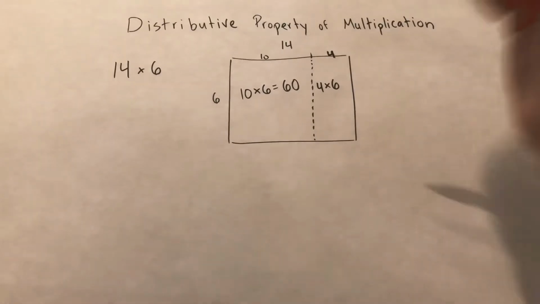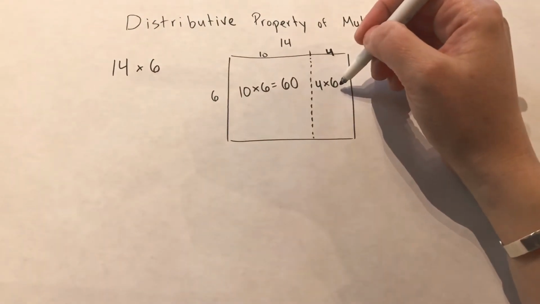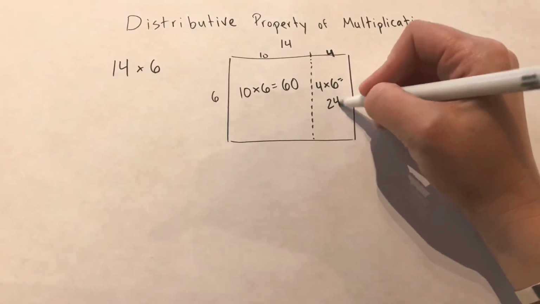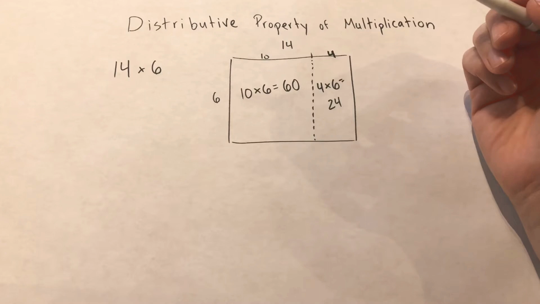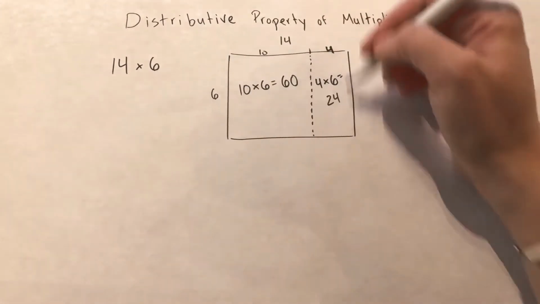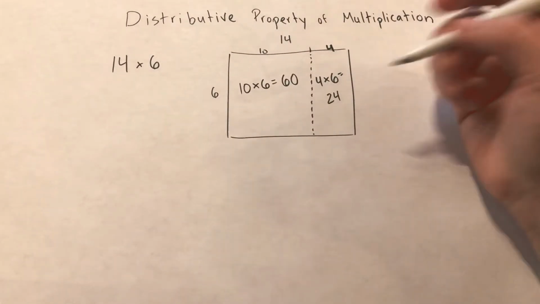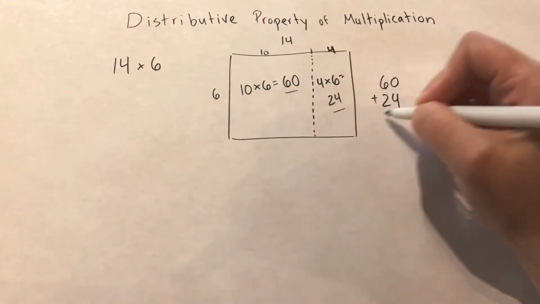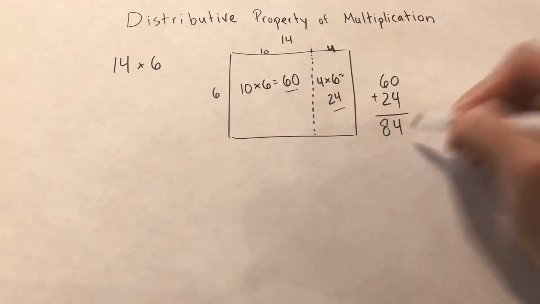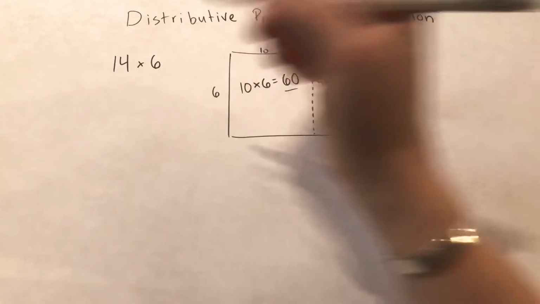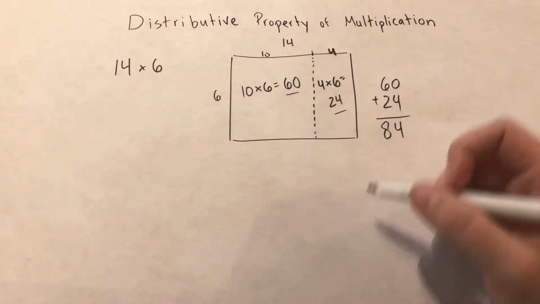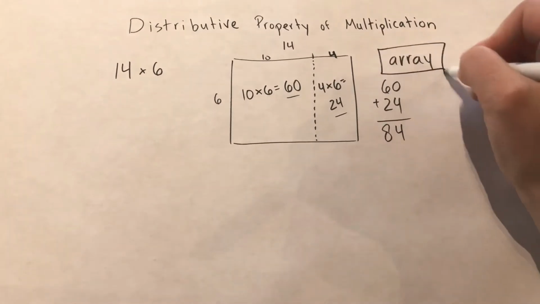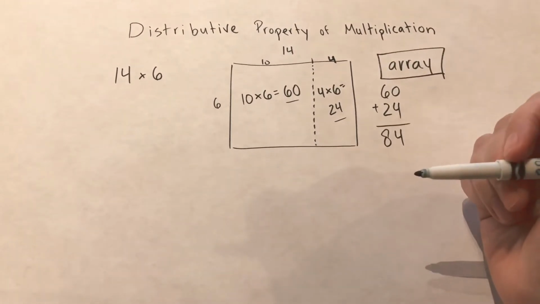And here, we've now made this a much easier problem to solve, 4 times 6. So we might say 2 6s are 12, so 4 6s must be 24. Then to find the area of both of those, we just need to add those. So 60 plus 24 is 84. So 14 times 6 must be 84. So that's using an array to show why the distributive property of multiplication works.